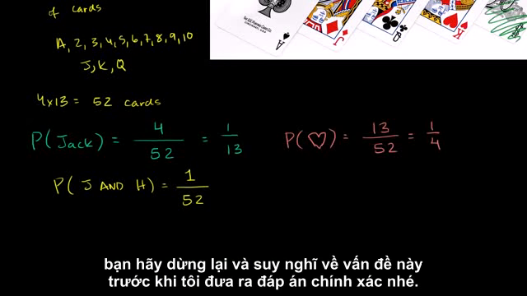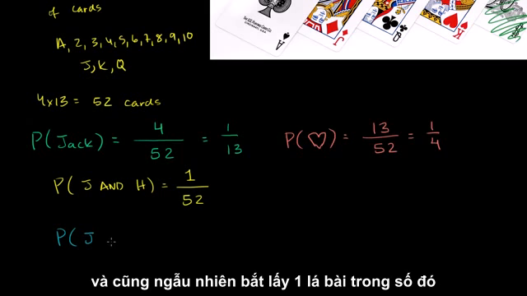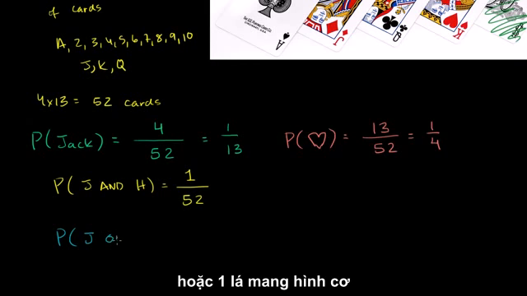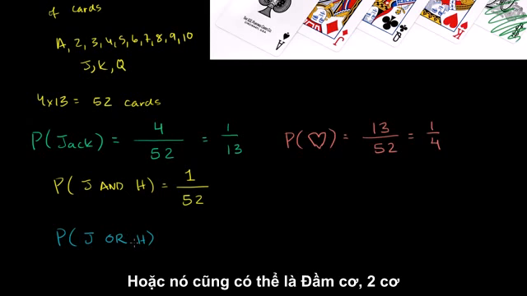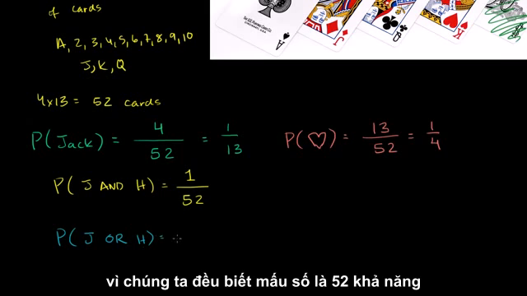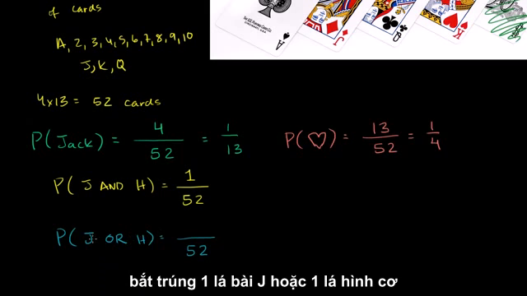Now let's do something a little bit more interesting. You might want to pause this and think about this a little bit before I give you the answer. What is the probability of, so once again, I have a deck of 52 cards. I shuffle it, randomly pick a card from that deck. What is the probability that the card I pick from that deck is a jack or a heart? So it could be the jack of hearts, or it could be the jack of diamonds, or it could be the jack of spades, or it could be the queen of hearts, or it could be the 2 of hearts. So what is the probability of this? This is a little bit more of an interesting thing, because we know first of all that there are 52 possibilities, but how many of those possibilities meet these conditions, that it is a jack or a heart?